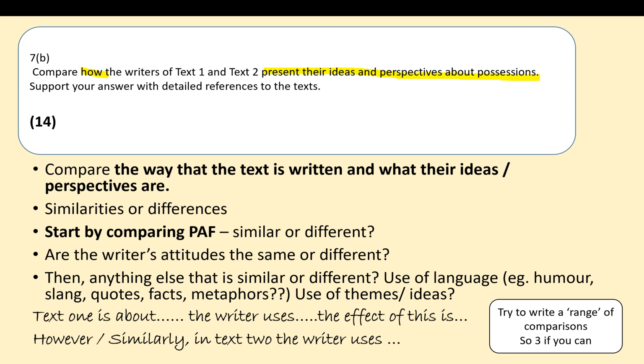Text 1 is about blah blah blah. The writer uses, so humour or facts or whatever. The effect of this is, and then obviously putting your quote in there as well. And then, however, if you're making a difference, or similarly, if it's something the same, in text 2, the writer uses blah, blah, blah. Okay, so let's have a look at some examples here.